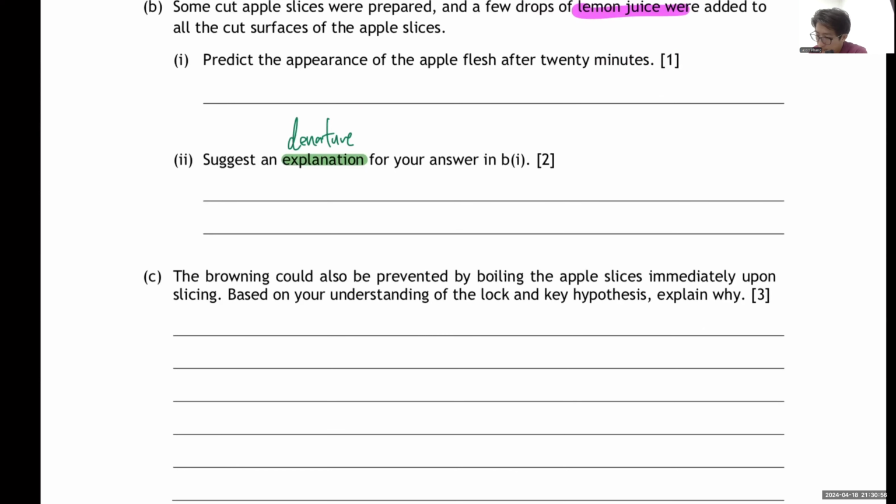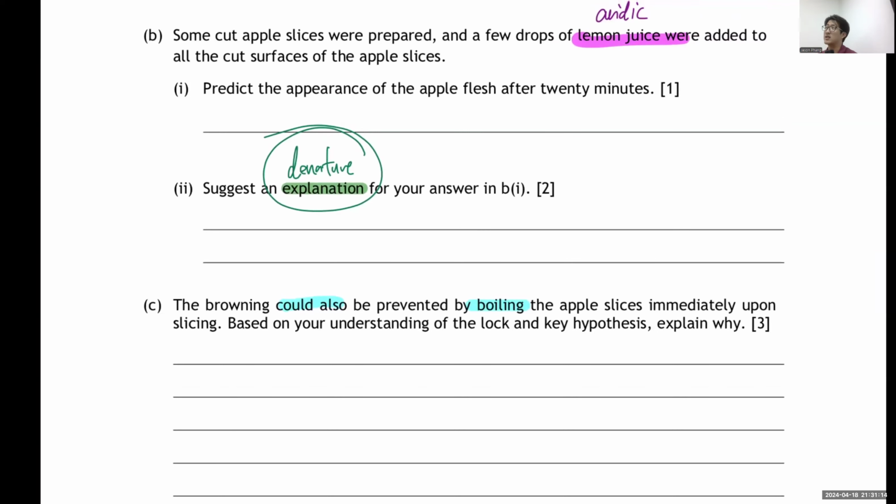And hence, the question says, could also be by boiling. So what happened also? Again, this temperature, and again, multiple denaturations, right? We talked about appearances just now, right? In the food test page there. How would you put your answer here? It goes from concentration. Appearance of apple flesh. What would the apple flesh look like after 20 minutes?